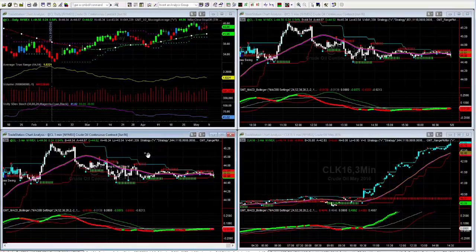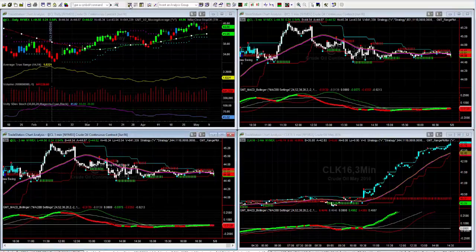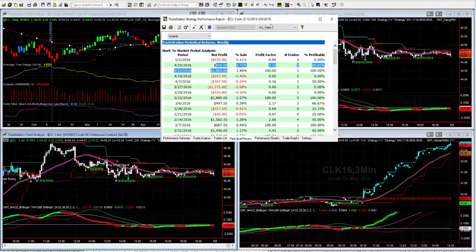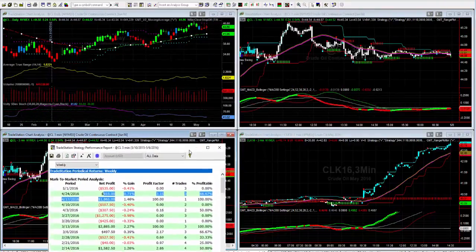You can see here, this is the optimized version of this Fortress strategy. It was tracking beautifully, but this week slightly negative, with a couple of losing trades. But I always want to know what's happening with my daily chart. You can see the volatility is dropping away a little bit there. The other thing I want to know is what's happening with the pilot system, the system that's trading every single day of the week.